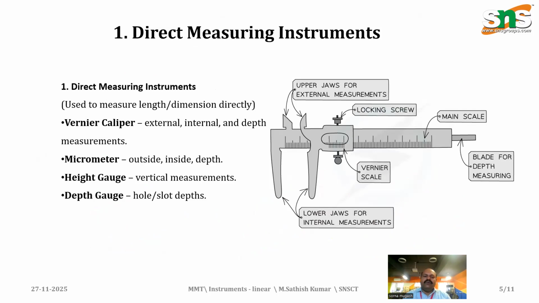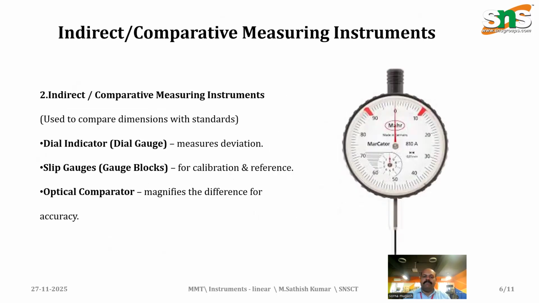From our lower standards, we have been studying direct measuring instruments, that is the vernier caliper. We all know in depth how this instrument works and what parts are available in it. So let us just recap. The vernier caliper has a vernier scale and locking screw, main scale, blade for depth measurement, upper jaws for external measurement, and lower jaws for internal measurement. Not only the vernier caliper, we have the micrometer, height gauge, and depth gauge, which follow the same protocol for measurement.